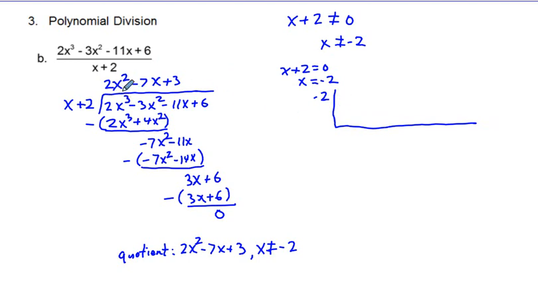On the inside we put the coefficients of the dividend. We put 2x cubed minus 3x squared minus 11x and plus 6. And we bring down the 2. So 2 goes down here. And this is what's called the x squared place. Now negative 2 times 2 is negative 4. Negative 3 plus negative 4 is negative 7. And this is going to be the x place.